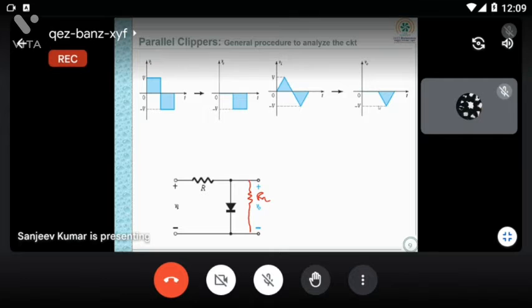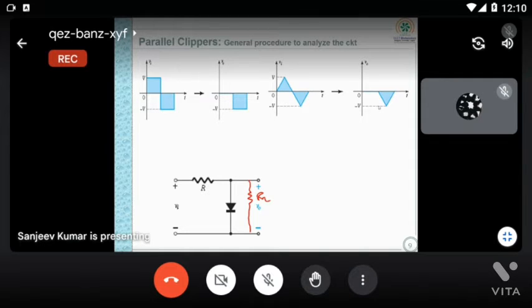You can see the first one is your input signal. If you pass it through this parallel clipper circuit, you will get this output. Similarly, for a triangular input, you will get this output. So can anyone explain how it is operating, or how you are getting this output?